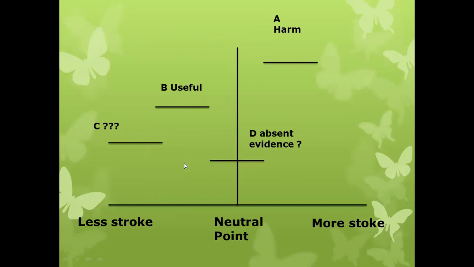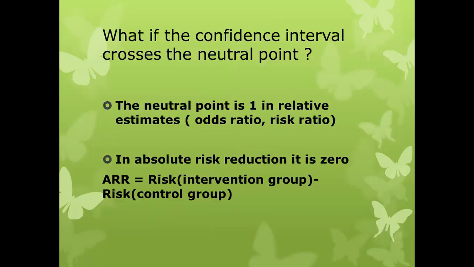But what about drug D? What about the taxi? It could be useful, it could be harmful, and it could have no difference. It could be not effective, and either way, I will not use it. So what if the confidence interval hits the neutral point?